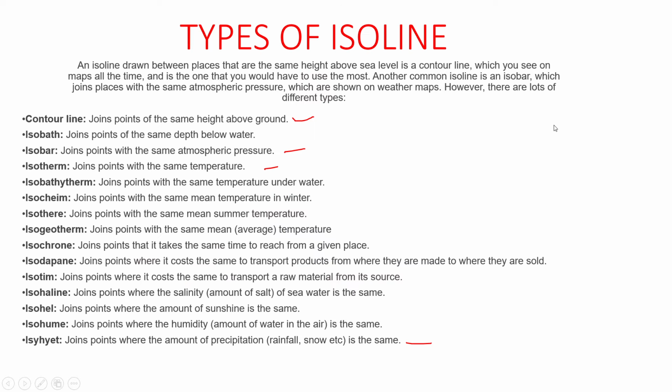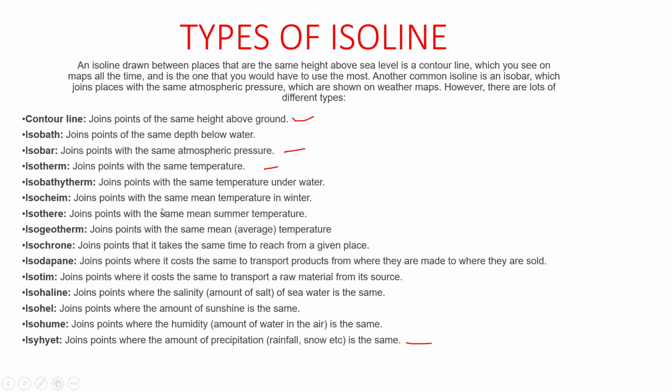So let us know about the types of isoline. There is the contour line, which joins the same height above ground. There is the isobath, which joins the same depth below the water. Isobar, which joins points with the same atmospheric pressure. Isotherm, which joins points with the same temperature. Isobathytherm joins points with the same temperature underwater.